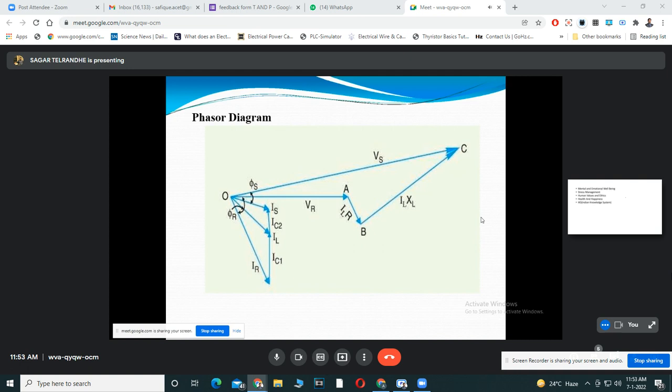The phase shift between the sending end voltage and the sending end current is represented by phi s. And the phase shift between the receiving end voltage and the receiving end current is represented by phi r. Thus, we can say that the complete transmission line can be represented as an equivalent nominal T network as well as an equivalent pi network.